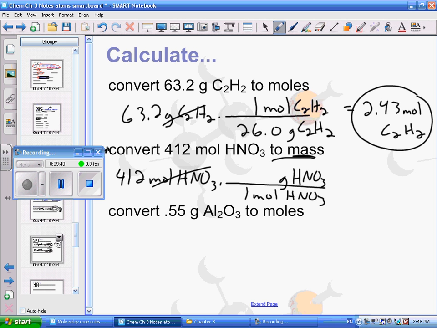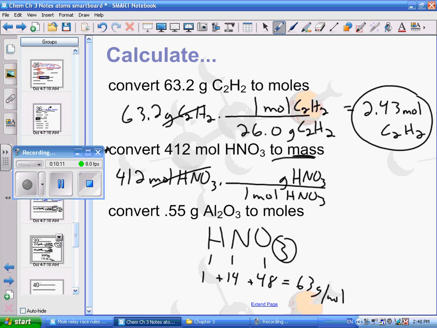Well, now I have to add the mass of, and let's just do this out loud here, HNO3. The molar mass of hydrogen is 1. The molar mass of nitrogen is 14. And the molar mass of 3 oxygens, that's 16 times 3 is 48. So I'm going to add those together. That's 48, 58, 62, 63 grams per mole. All right, so 63 grams per mole, and I'm going to multiply 412 times 63. That's going to be a bigger number.